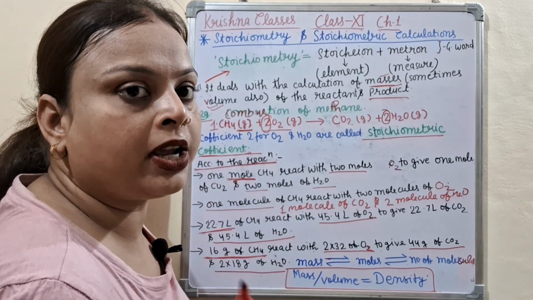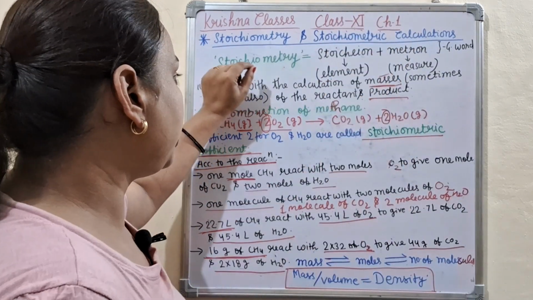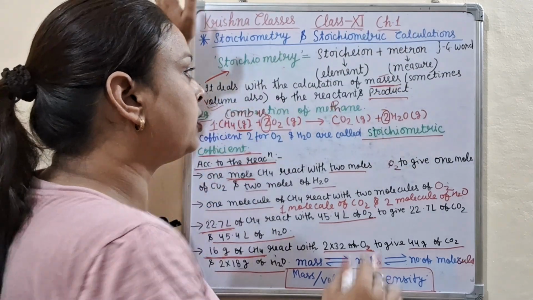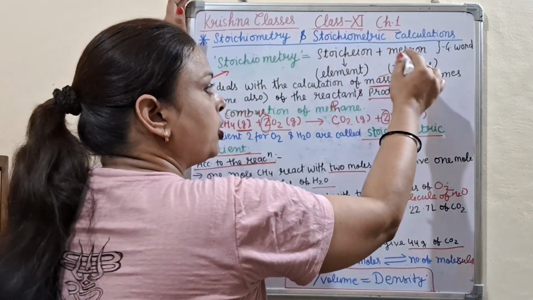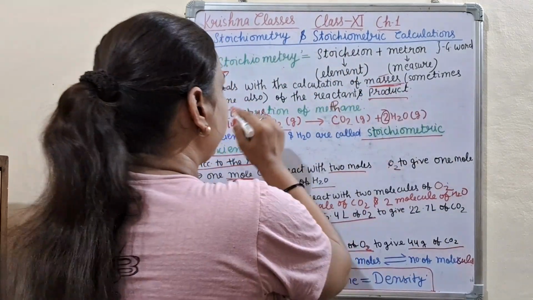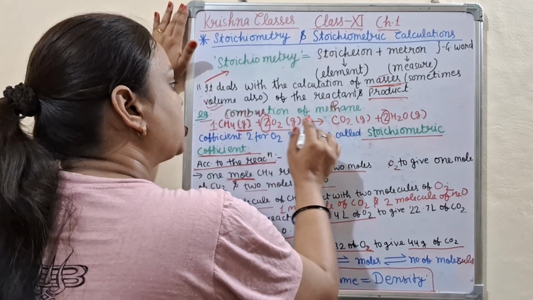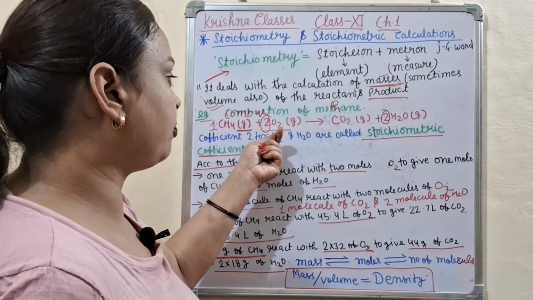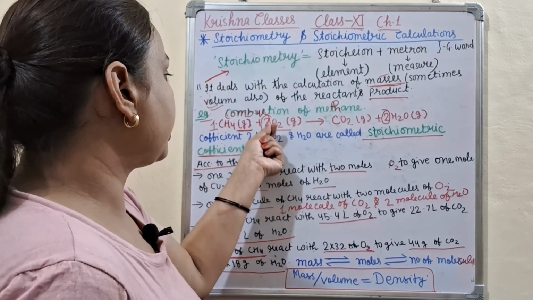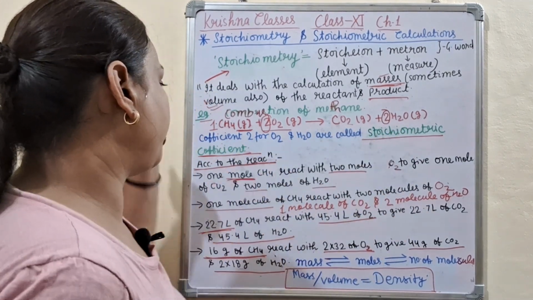So I repeat my class again, what is stoichiometry and stoichiometric calculation. The meaning of stoichiometry is stoichion plus metron. These are Greek words. The meaning of stoichion is element and metron is measure. It deals with the calculation of masses, sometimes volume also, of the reactants and products. Example, combustion of methane. CH4 when it reacts with 2O2, CO2 and 2H2O are formed. Here 2 is written just before O2 and H2O. This is called the stoichiometric coefficient.